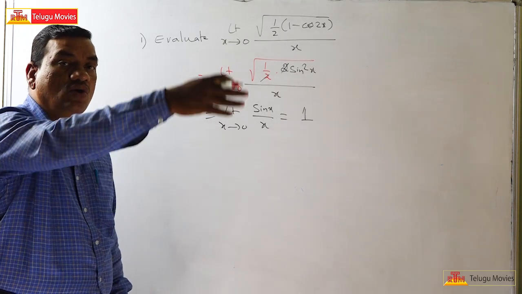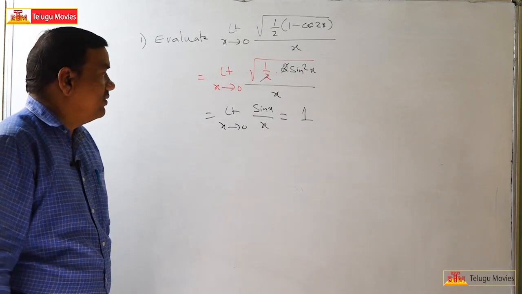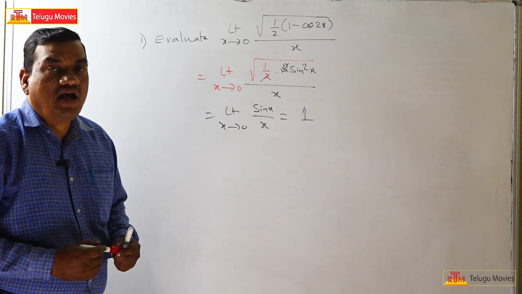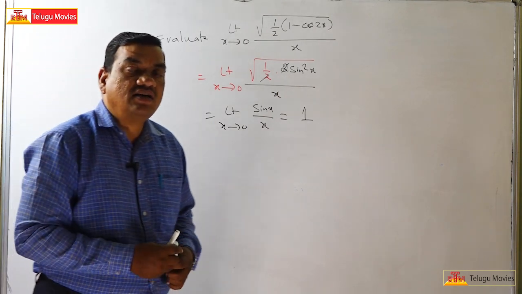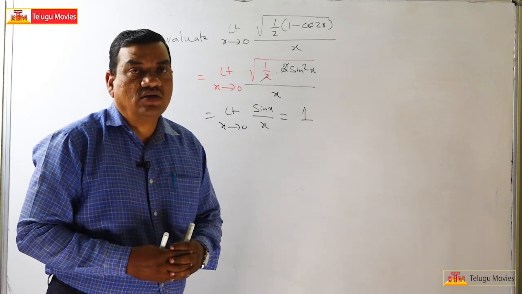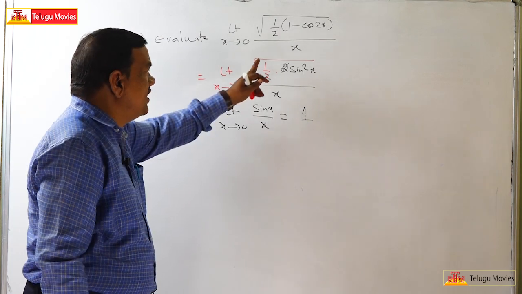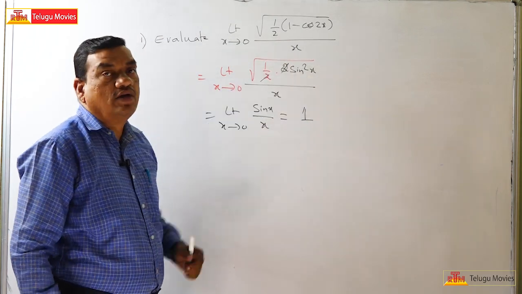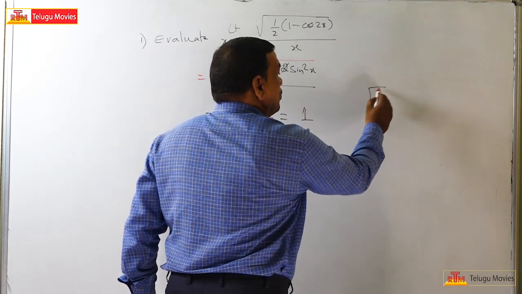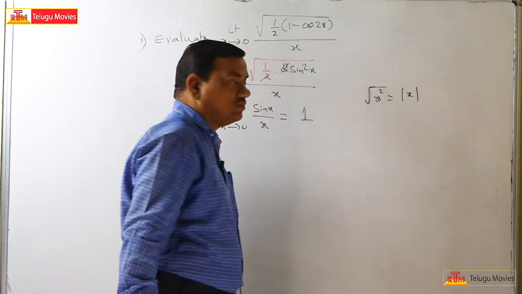In the options, A, B, C, D, there will be 1, 0, does not exist, something like that, and they will put 1 and happily come out of the examination. Then anybody will tell that for this question, the answer is does not exist. So they will be shocked. What is the mistake they make? Here the square root and square you should not cancel.